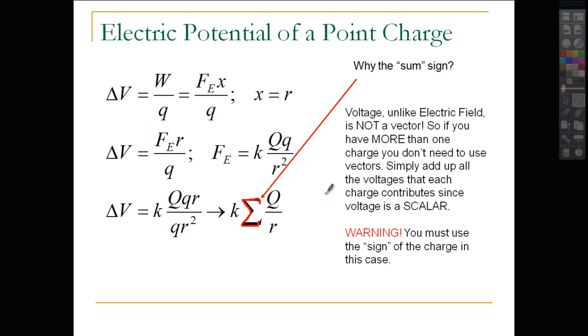So voltage, unlike electric field, is not a vector quantity. So if you have more than one charge, you don't need to use vectors. You simply add up all the voltages that each charge contributes, since voltage is a scalar quantity. Warning, you must also use the sign of the charge in this case. In Coulomb's law, like this guy right here, we didn't have to worry about the signs on the charges. But when we're doing this, we have to worry about the signs, positive and negative.